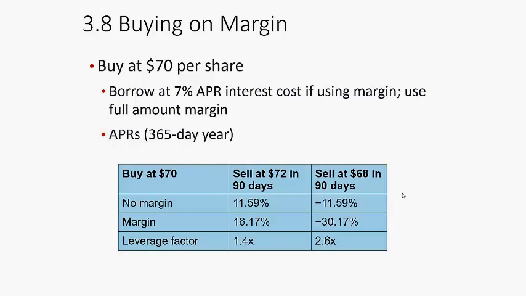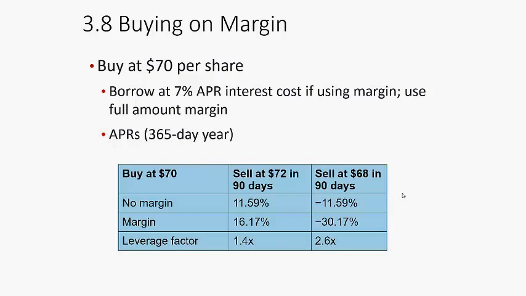But continuing, remember we bought at $70 per share, but there's a cost. You'll have to borrow at interest. It's a loan. The margin is a loan. So we're borrowing here at 7% APR interest if you're using the margin account. The APR is based on 365 days a year. So you buy at $70, assuming no margin, and you sell at $72 in 90 days. You have an 11.59% return. If you sell at $68, you have the loss. That's no margin. This is your return.